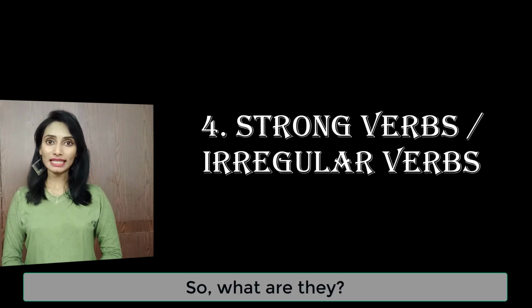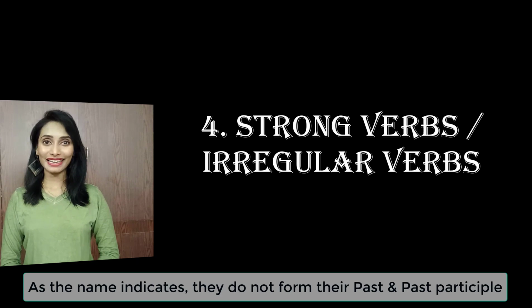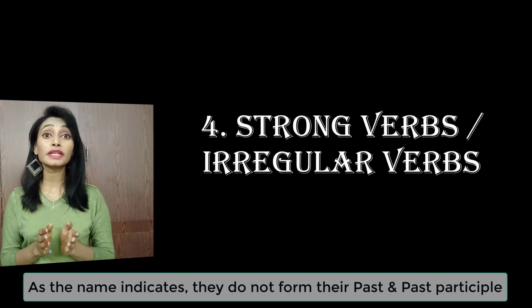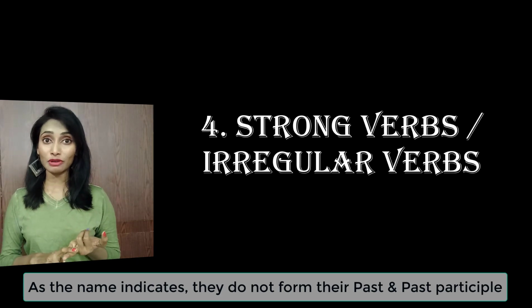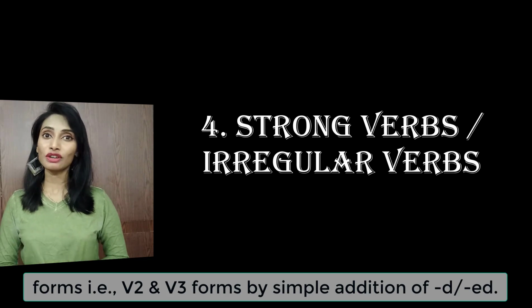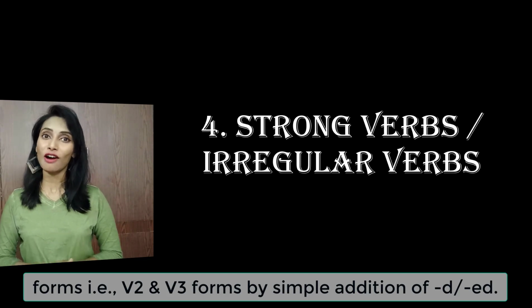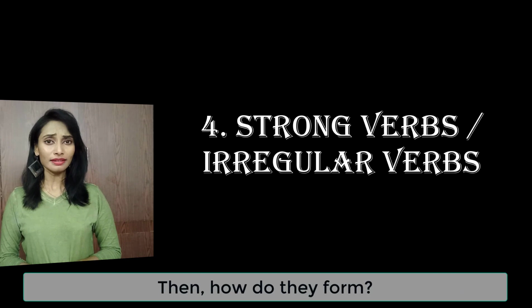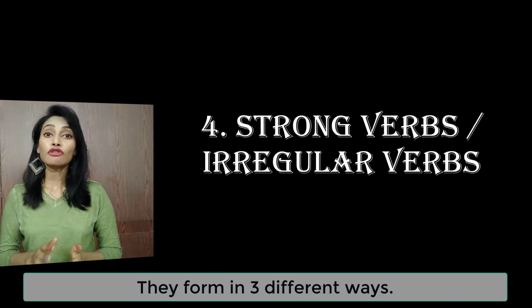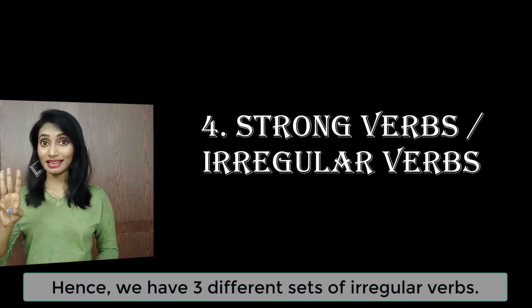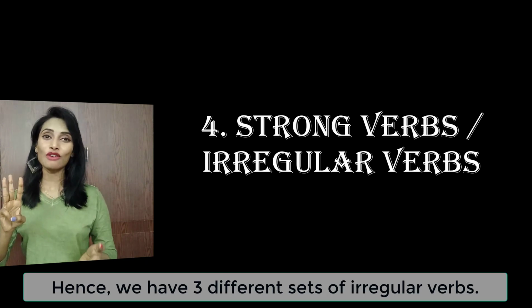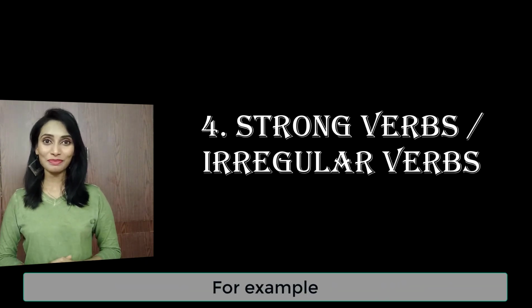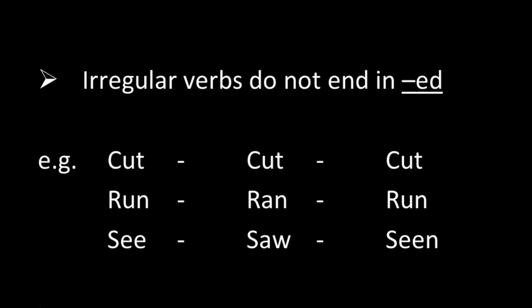So what are they? As the name indicates, they do not form their past and past participle forms, that is V2 and V3 forms, by simple addition of D or ED. Then, how do they form? They form in 3 different ways. Hence, we have 3 different sets of irregular verbs. For example, cut, cut, cut; run, ran, run; see, saw, seen.